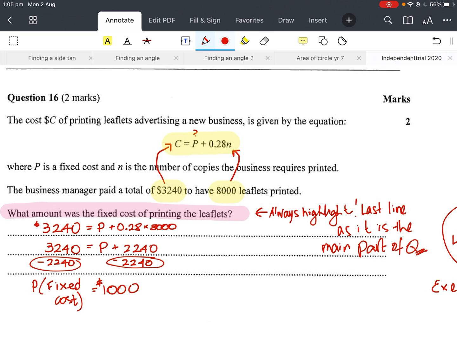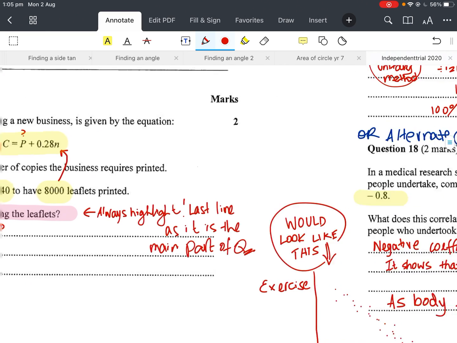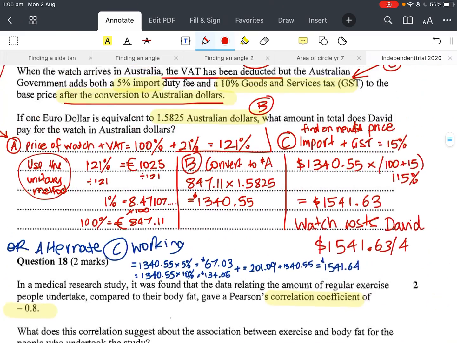Now I just made a little note there. I always highlight the very last line of any question, because that's usually telling you what they actually want you to do. Alright, next question.